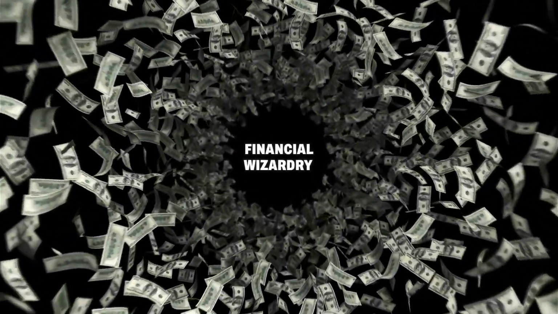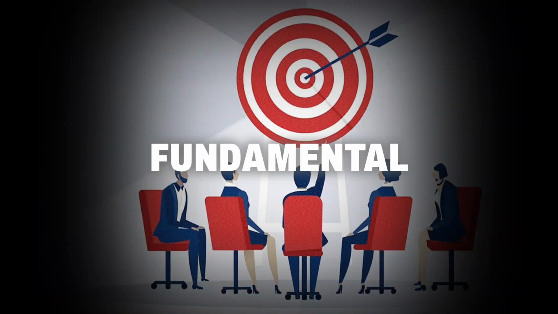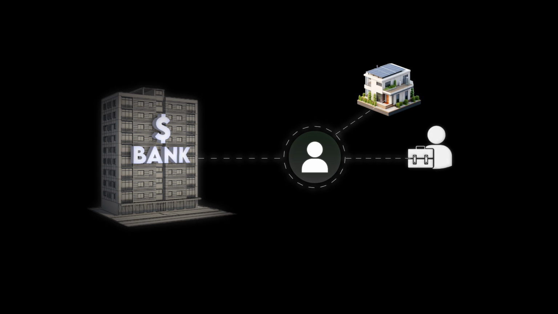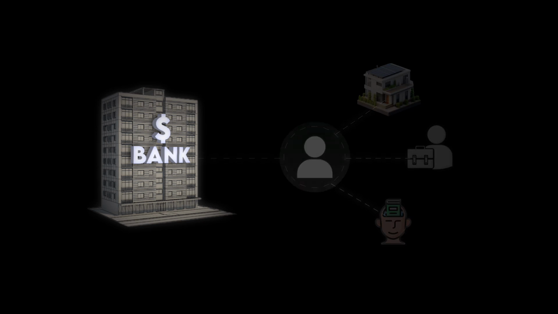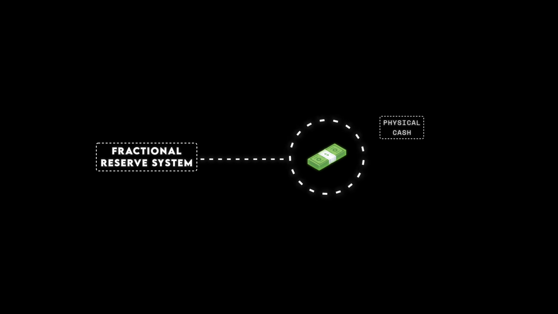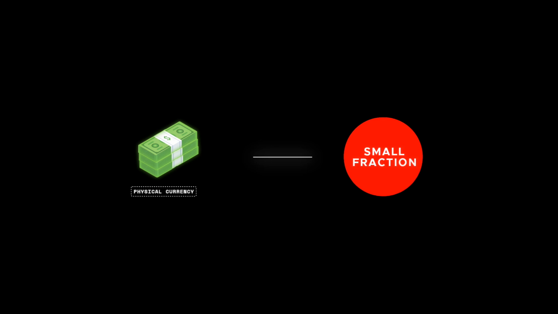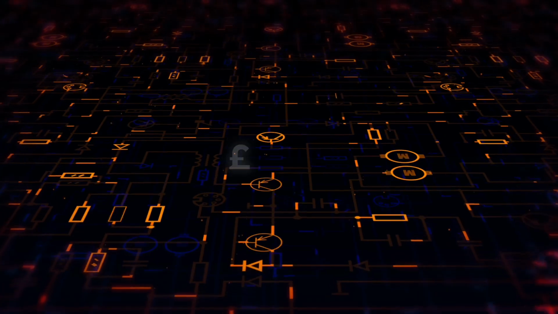While this might sound like financial wizardry, it's a fundamental mechanism that fuels economic growth. By lending out money, banks enable individuals to buy homes, start businesses, and invest in education. However, this system also means that the majority of money in circulation isn't physical cash, but digital entries in bank accounts. In fact, in many economies, physical currency makes up only a small fraction of the total money supply. The rest exists digitally, created through the lending activities of banks.